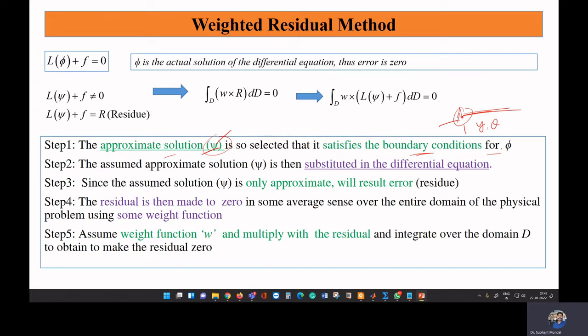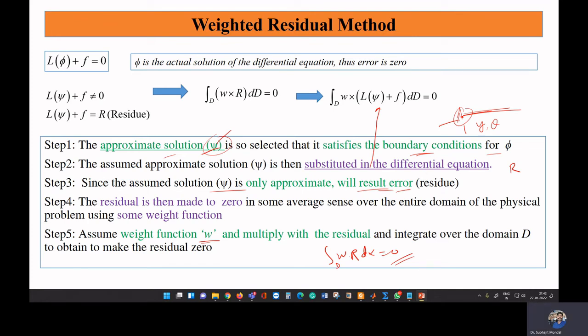Once we assume a trial solution or approximate solution, we put the solution into the differential equation, our original equation. If you put it in, we will get the error, which is called the residue. Now this residue we need to make 0 in an average sense over the domain. So we will take the help of a weight function, multiply the weight with that residue, and integrate over the whole domain, and we will make the residue 0 over the domain in an average sense. This is basically the weighted residual method.